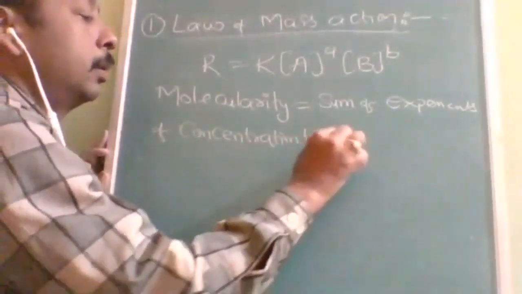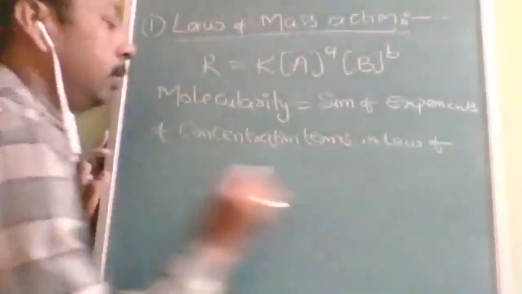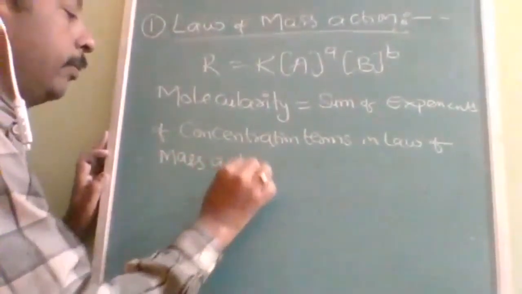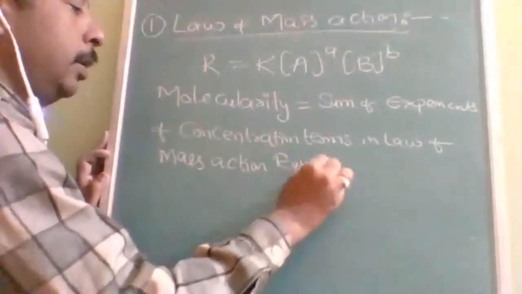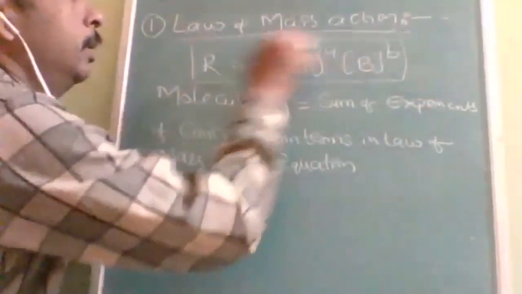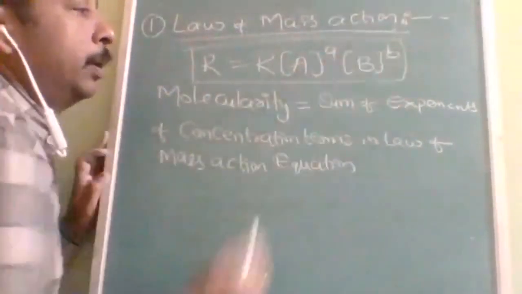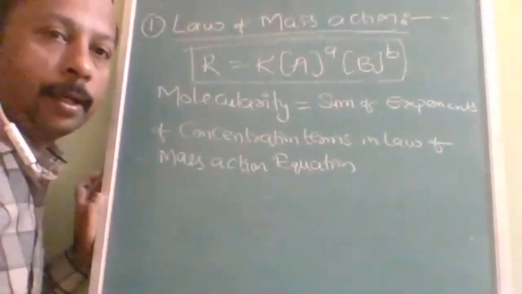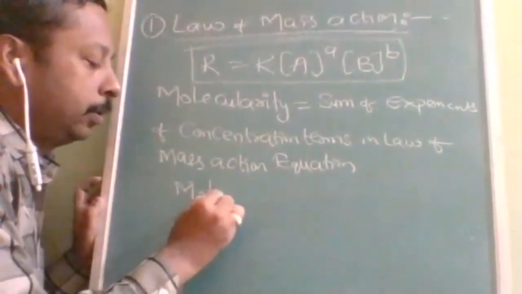This is the law of mass action equation. This is the concentration term, this is the concentration term. Their powers are to be added, then you will get molecularity. So I will write individually also, I will write overall also.